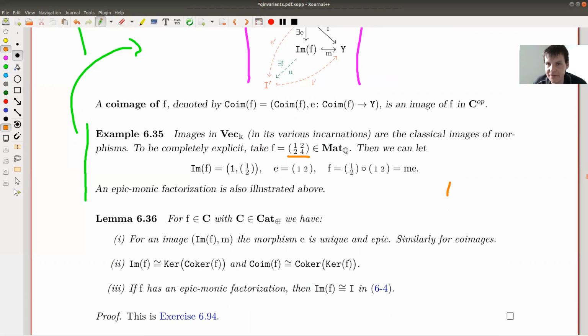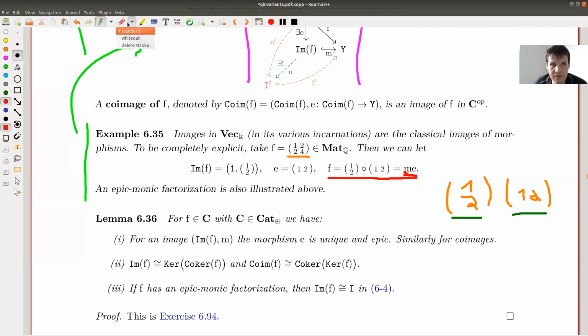I can write down F as 1, 2, 1, 2. So this is surjective and this is injective, as you can see. I mean, this has no kernel. This has no co-kernel. And if you do the multiplication, you will see that this is exactly F. And F is exactly the definition you had above. So F was equal to M times E. Yeah, and that's really the epic monic factorization.